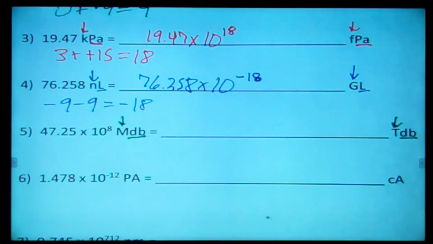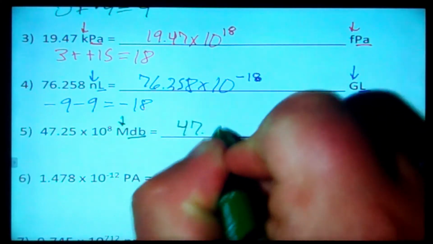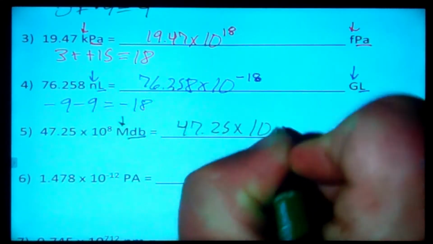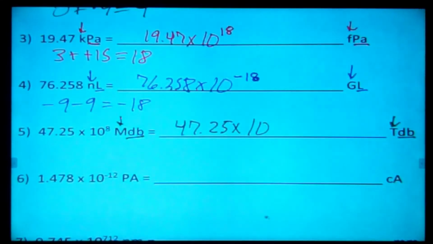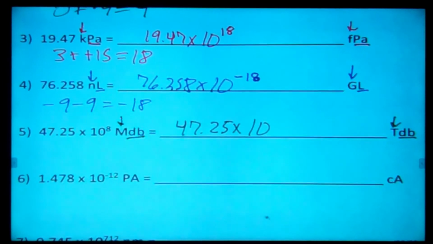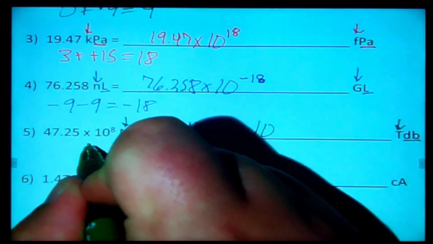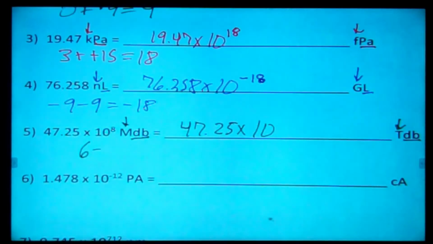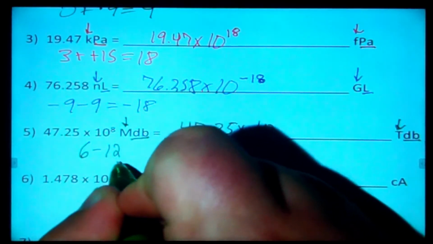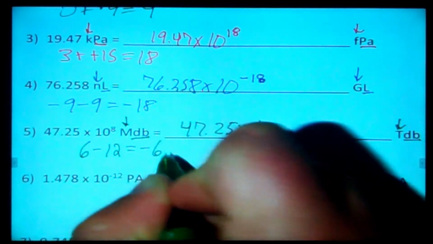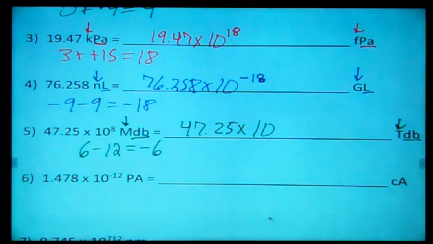Step 1, write the number down. 47.25 times 10, but leave the exponent blank. That's that something or another we're going to have to find. So mega, that's what capital M is, mega. That has us at 10 to the 6, so that is 6, minus tera. Tera is 10 to the 12th. 6 minus 12 is negative 6. So we found the difference at step 2.